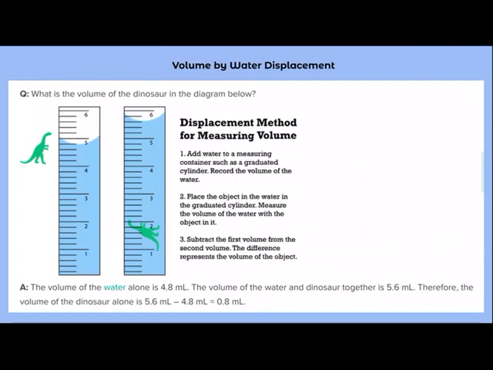Typically, if we want to measure volume, we go length times width times height. So if I have a box and I want to know how much stuff can fit inside there, I measure the length of it, the width of it, and the height of it. And that tells me how much volume it has. Well, something like this dinosaur, that's not easy to do because it's very irregular in its shape.